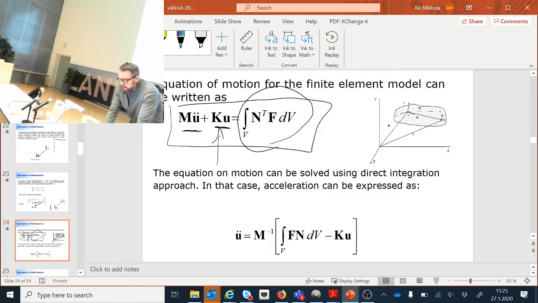Now, again, we need to go back to this floating frame reference formulation, the origin of this study, and the origin of this story. Everything started because of this.